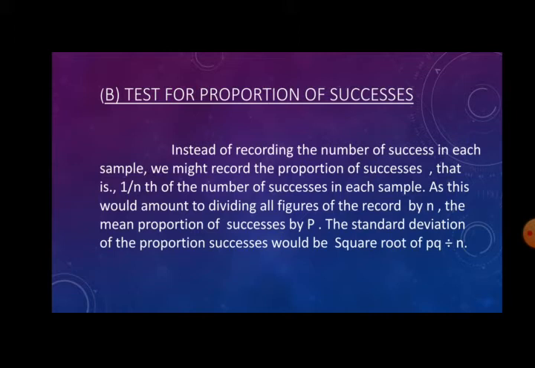Here we don't measure the number of successes. Here the proportion of successes is seen in the sample. Here N is the size of the sample. Under proportion of successes, we see the proportion of successes rather than the number of successes. Then 1 by nth of the number of successes in each sample will be considered. The standard deviation formula would be the square root of PQ divided by N, where N stands for the total size of the sample.